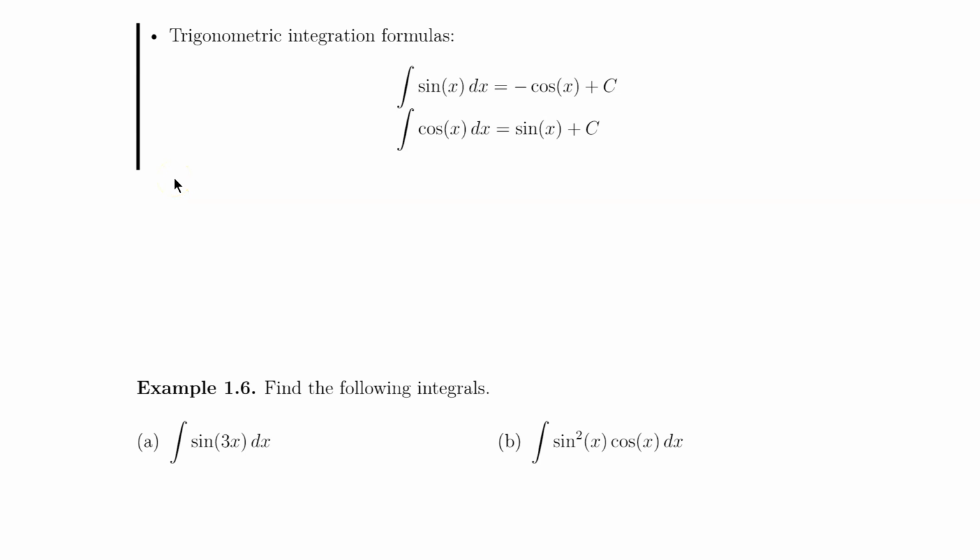For the last two formulas for this lecture, we have that the integral of sine is going to be negative cosine, and the integral of cosine is going to be sine. So if I look at the first example here, the integral of sine of 3x, let me first point out that this is not going to be negative cosine of 3x plus c, by the way. This formula only works when it's just sine of a single x and cosine of a single x. So this is not going to be the correct answer.